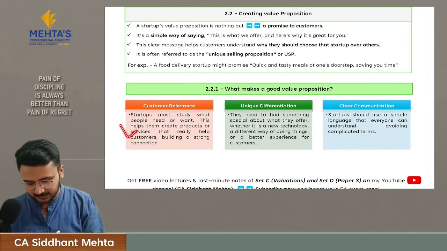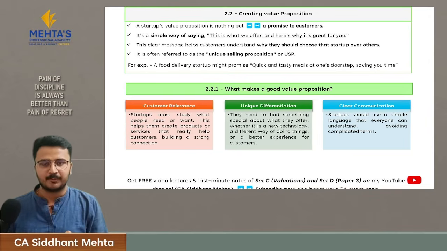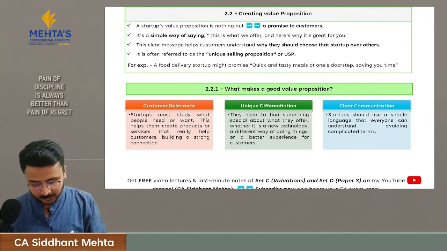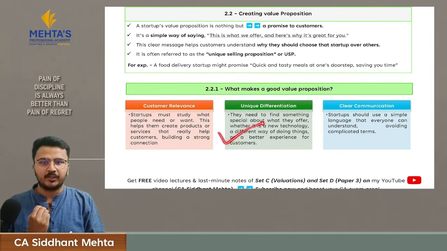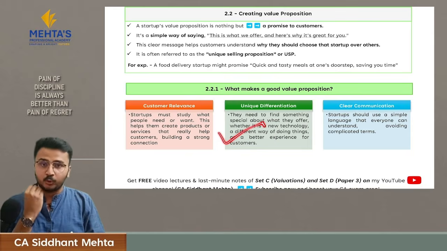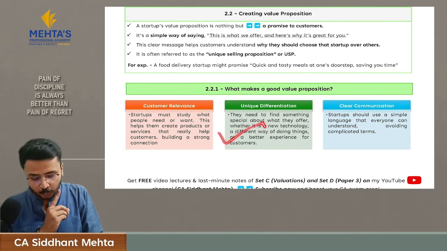First, it should be customer relevant. That means you must understand the pain points of the customer. What are the problems which are faced by them, and based upon that you have to prepare your product. Secondly, there should be uniqueness in your product by which customers get attracted to your company, to your product. You should give them a reason to choose your startup over others.